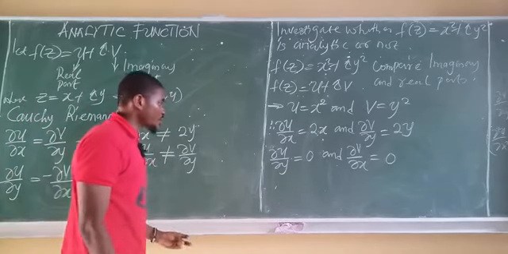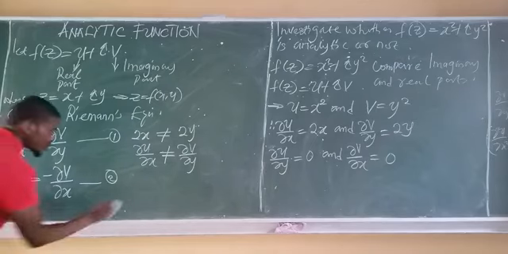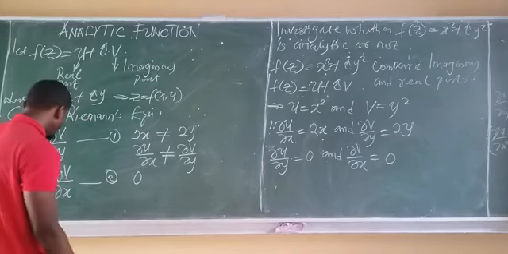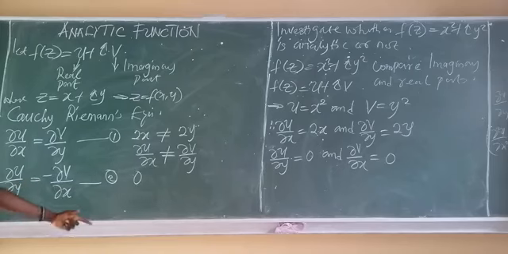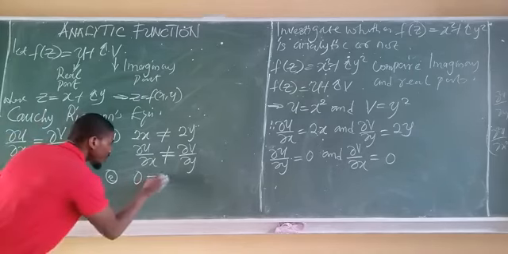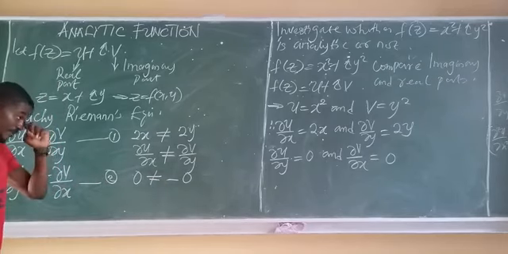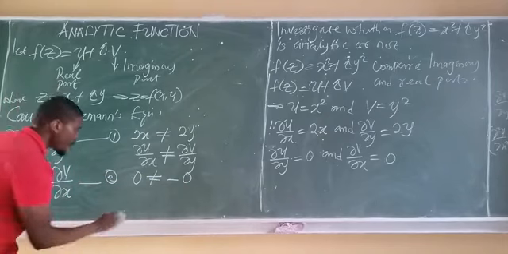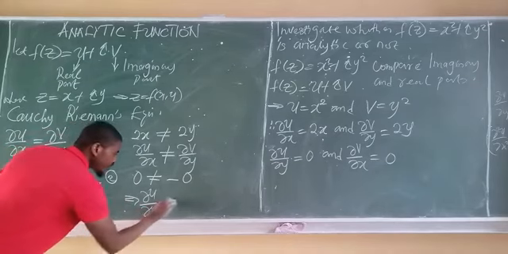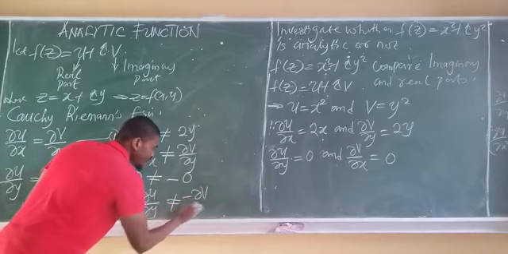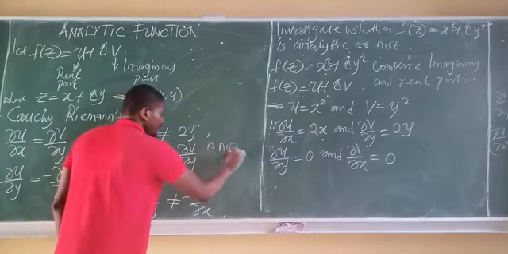Let's try the next condition. For partial u partial y, we had 0. And we have partial v partial x also to be 0, but it has to be minus the given variable. So since 0 is not equal to minus 0, obviously 0 is equal to minus 0, but then we would be satisfying the equation. But since it is not, it simply means that partial u over partial y is not equal to minus partial v over partial x. So this means that the function is not analytic.